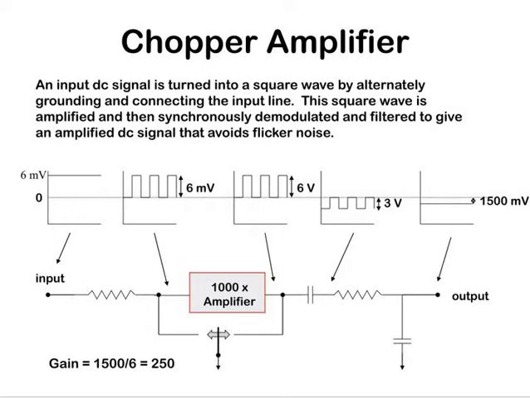So let me give the definition. An input DC signal is turned into a square wave by alternately grounding and connecting the input line. This square wave is amplified and then synchronously demodulated and filtered to give an amplified DC, and that avoids flicker noise.